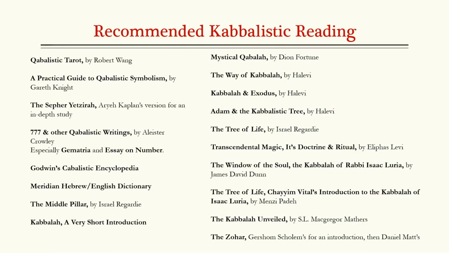Recommended reading. The book Paxson was mentioning is right there at the bottom right, because it's one of the more complex ones. So I have this reading from left, top down. The Tree of Life, Chaim Vital's Introduction to the Kabbalah of Isaac Luria, translated by Menzi and Padeh. It's awesome. And that's what we're trying to do here, is give the context behind the context behind all these diagrams. All the stuff that happened to get to the tree that we're so familiar with, that everyone today almost discounts because they think they understand it.